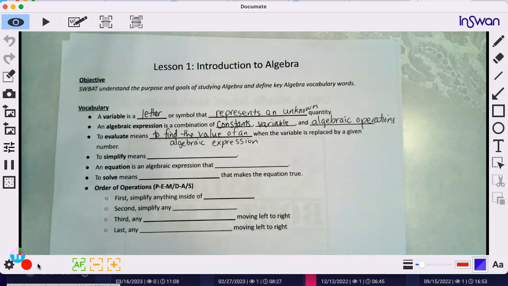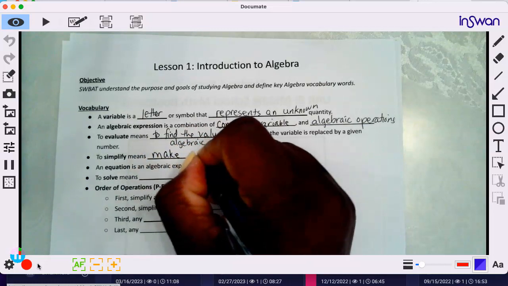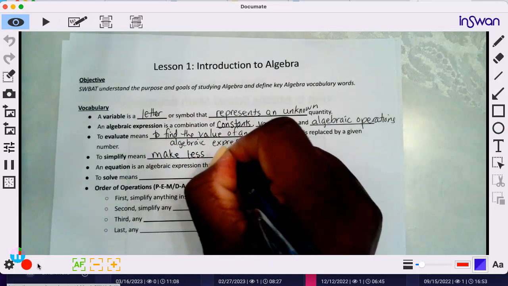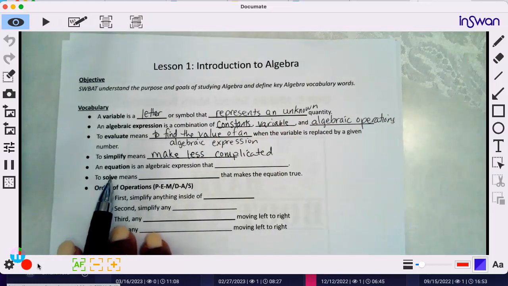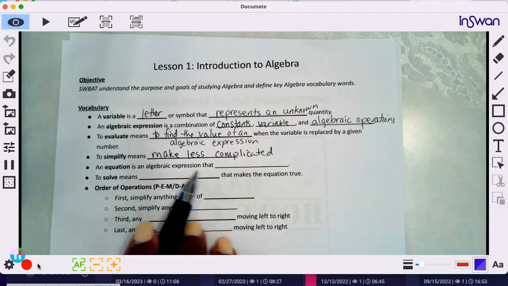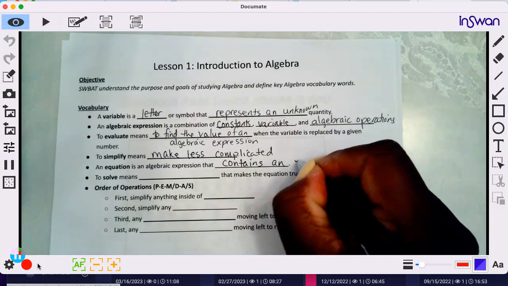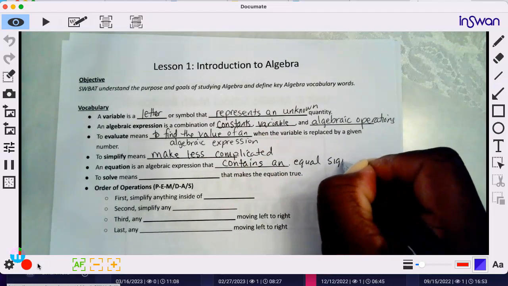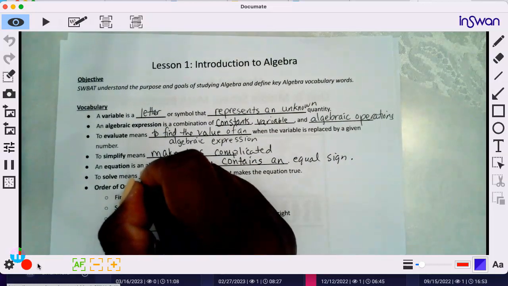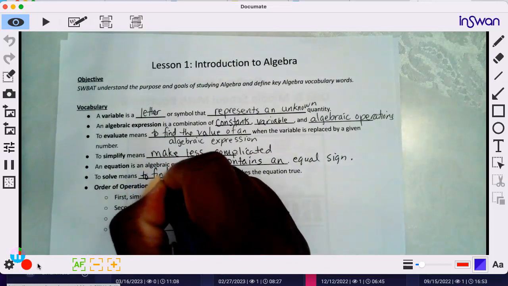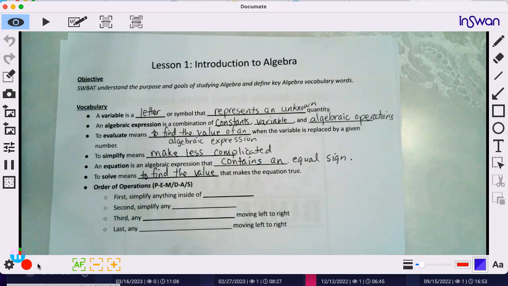To simplify means to make less complicated. An equation is an algebraic expression that contains an equal sign. To solve means to find the value that makes the equation true.